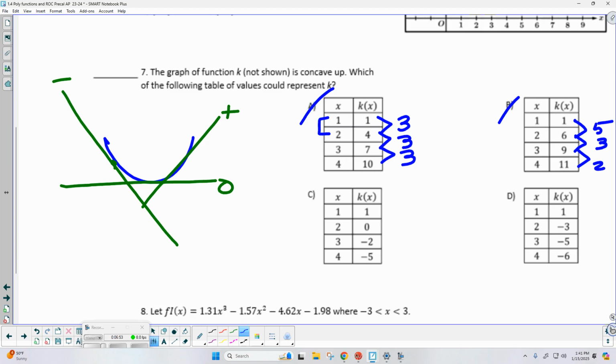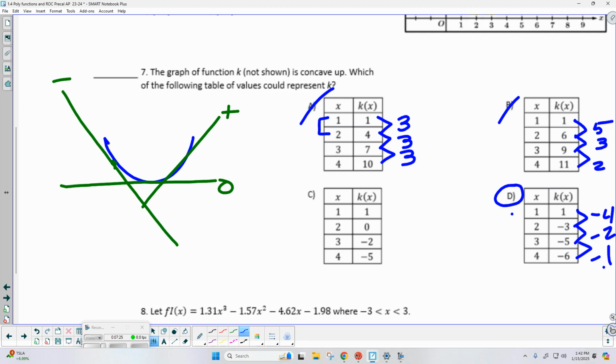And it turns out which one is the answer, C or D? D is the answer. So if I take a look at this, negative 3 minus 1, that's negative 4. Negative 5 plus 3, that's a negative 2. And negative 6 plus 5, remember when we subtract a negative, it goes positive. So that's a negative 1. So negative 1 is the largest of the ones we have there. So the slope is getting bigger. It is increasing, so that would be concave up.